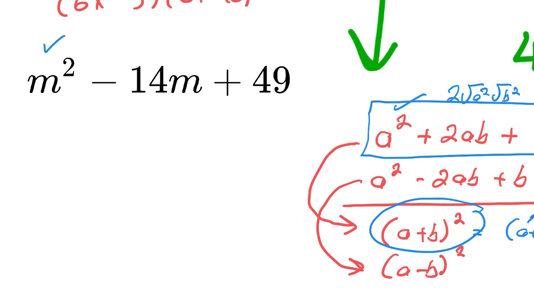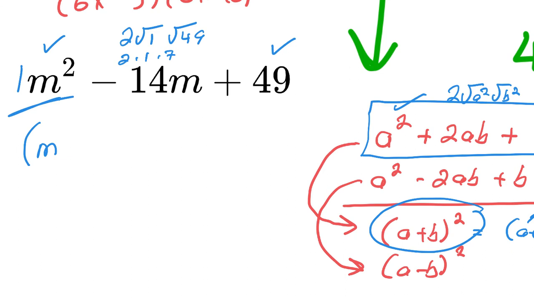This is a perfect square. That's 1. 49 is a perfect square. 14 is twice the value of the square roots of the outer two terms. 2 times 1 times 7 is 14. So we're going to factor it. m is the square root of m squared. Square root of 49 is 7. Follow the sign, which is negative, and square it.